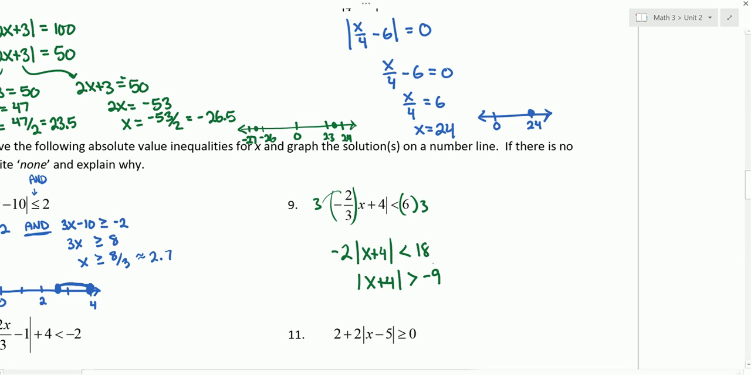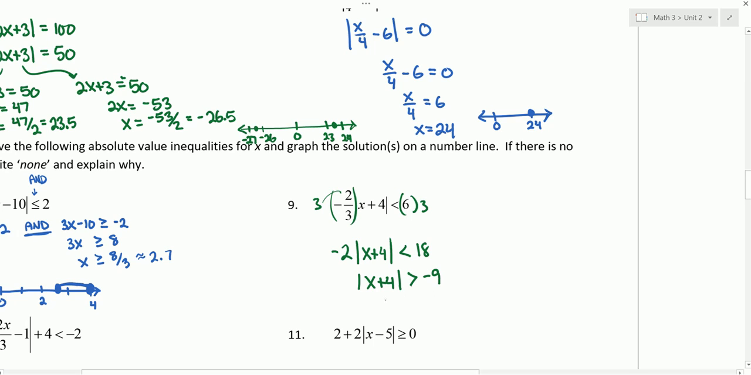Now, whenever you take the absolute value of anything, so the absolute value of x plus 4, no matter what x is, it's going to either equal 0 or a positive number. So this expression is saying, for what values of x will this absolute value be bigger than -9? The answer is always. No matter what value of x you get, 0 is always bigger than -9, a positive number is always bigger than -9, and that absolute value will always get you either 0 or positive.